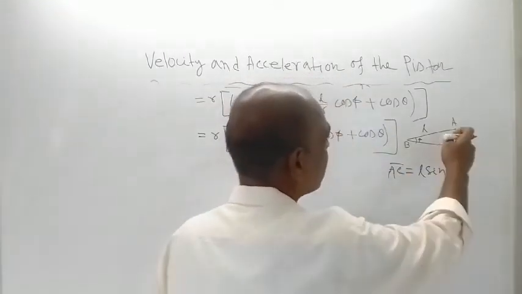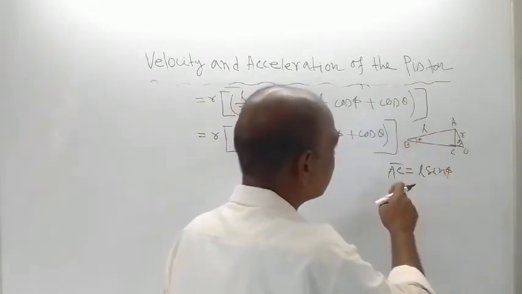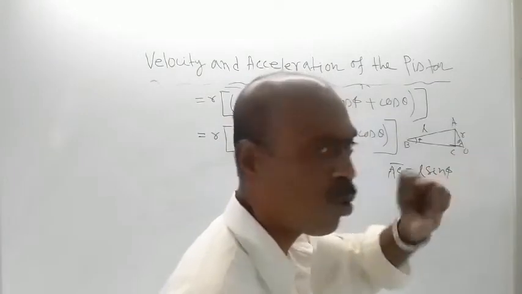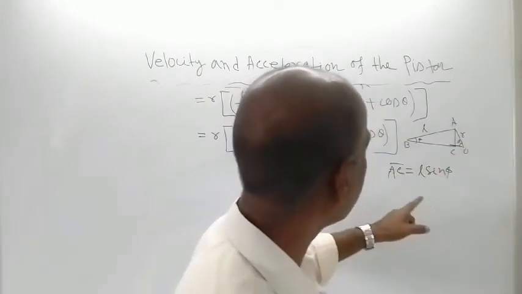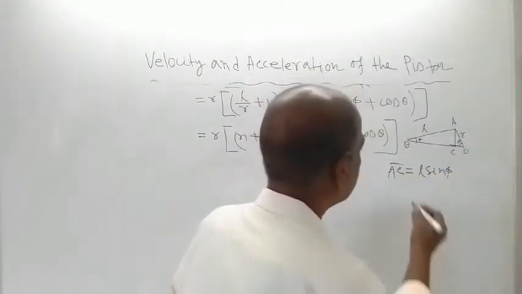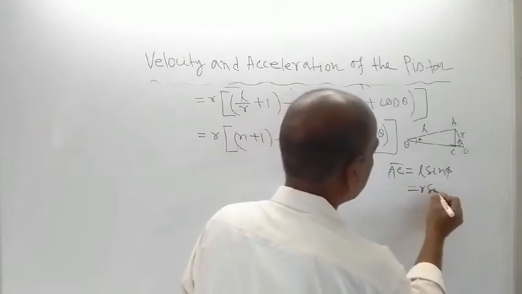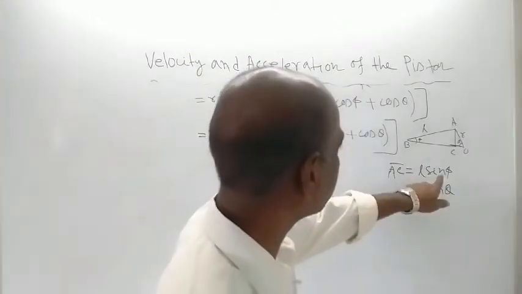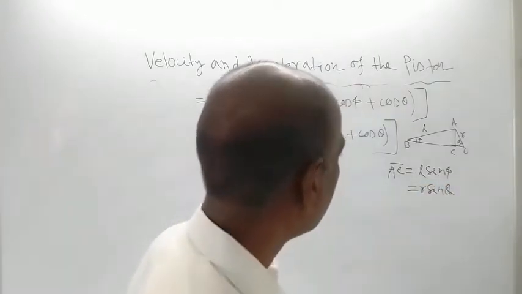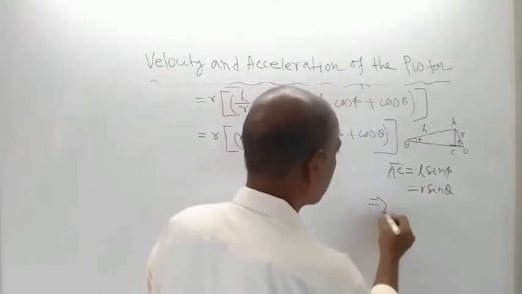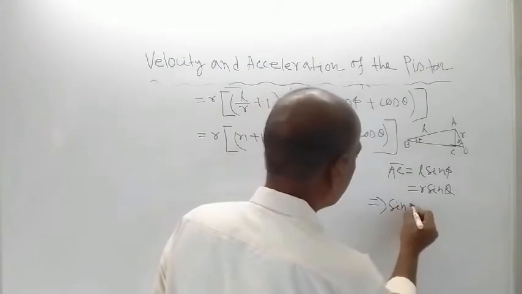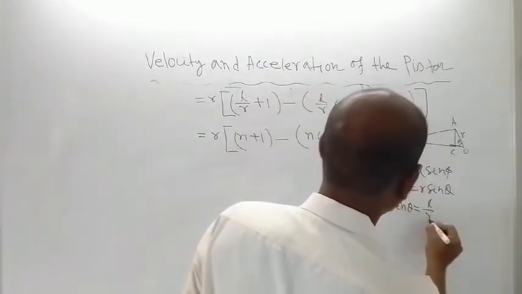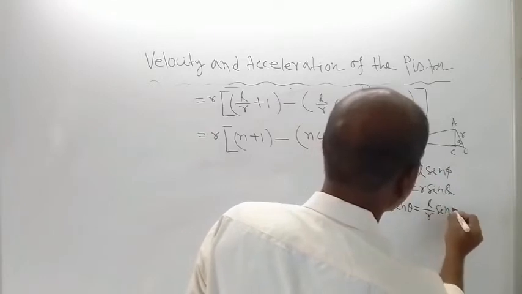If you consider the triangle ABC, then AC is equal to L sin phi. And if you consider the smaller triangle ACO, then AC is equal to R sin theta. So I am writing here R sin theta. That means L sin phi is equal to R sin theta. Therefore, from here, what we are getting? Sin theta is equal to L by R into sin phi.